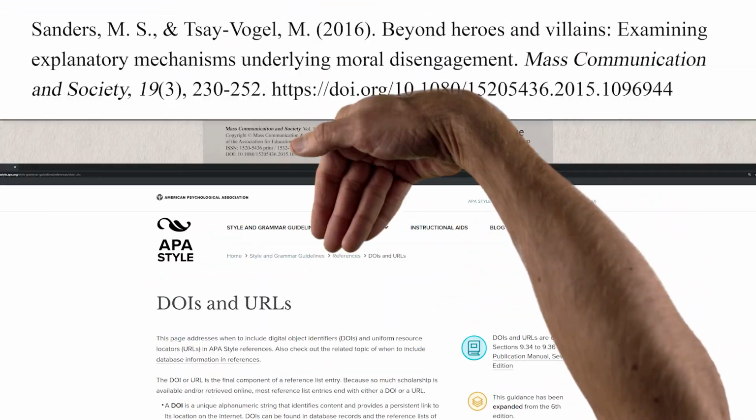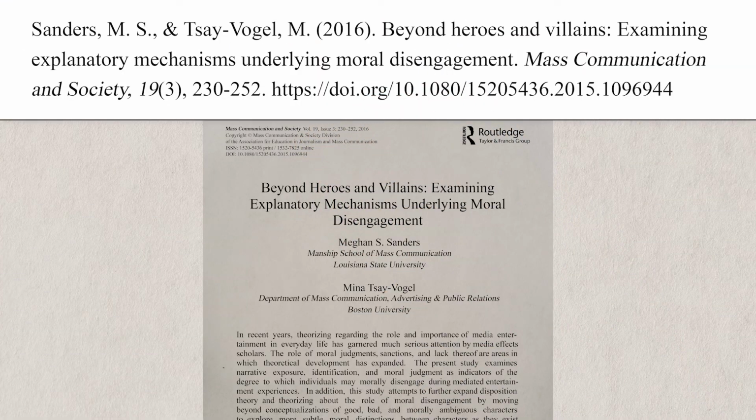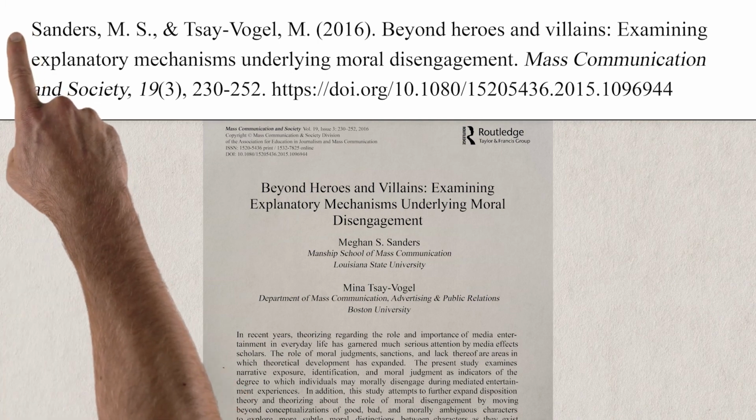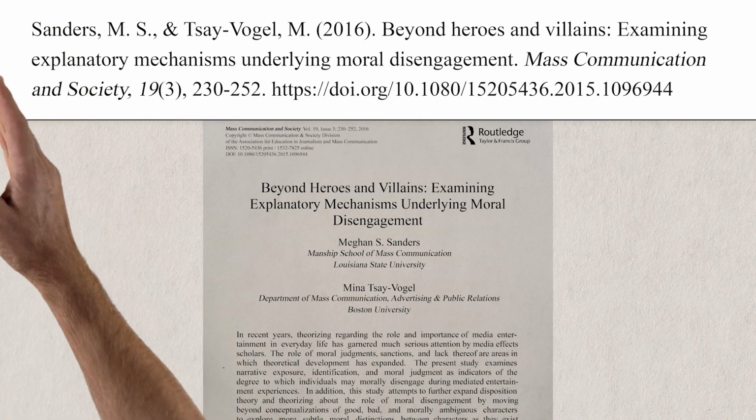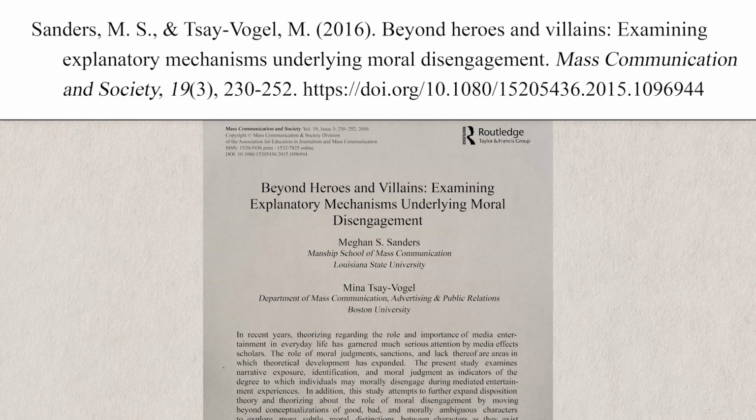Now, we can't forget indentation. APA requires citations to take a hanging indent. That means the first line of each citation starts at the left margin, and all subsequent lines are indented. Do not use tab for this, it gets the spacing wrong. Instead, give it a hanging indent using your word processing software.